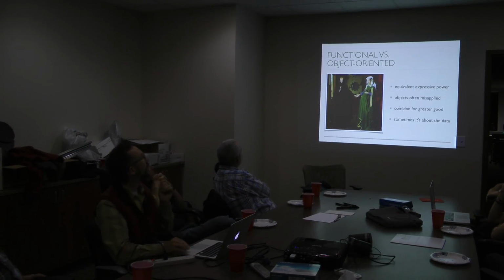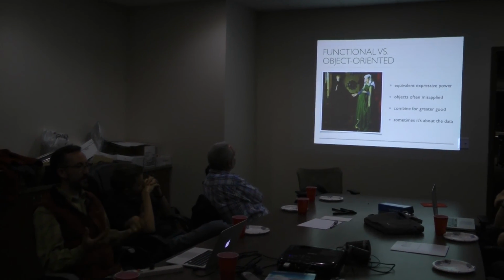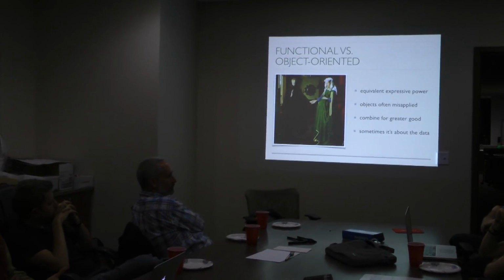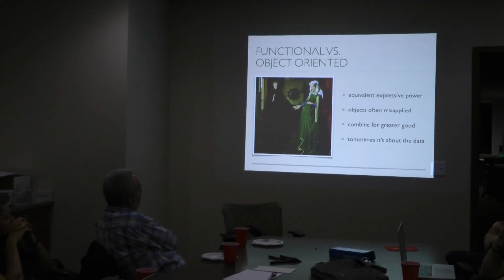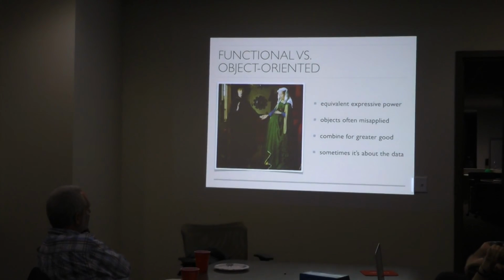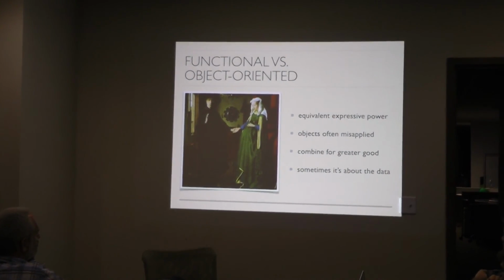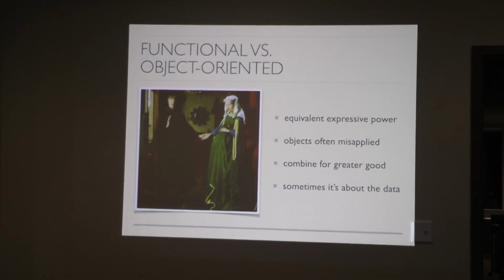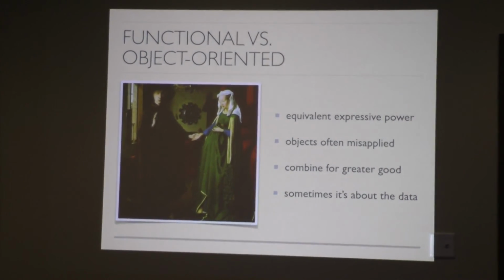Okay, so functional programming, object-oriented programming, people will get in fights all the time, but they don't have to. They have equivalent expressive power. They're both trying to achieve the same goal, which is abstraction. That's why we make functions in the first place. It's to hide things we don't need to worry about right now without hiding things that shouldn't be hidden.